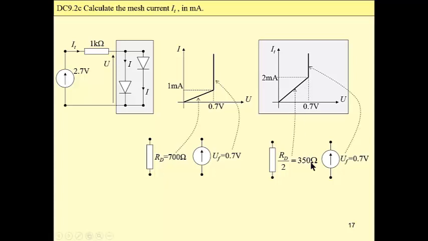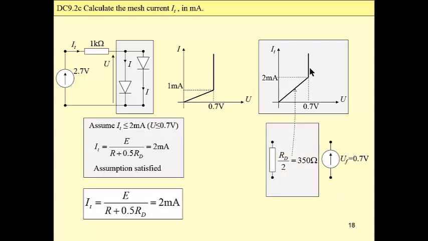This segment can be modeled by a 350 ohm resistor, and the second segment by a 0.7 volt ideal voltage source. If we start with the assumption that the Q point is located on the first segment, we will find that our current is exactly 2 milliamp, which means that our assumption is correct, and this is our solution. 2 milliamp is the mesh current for this circuit.